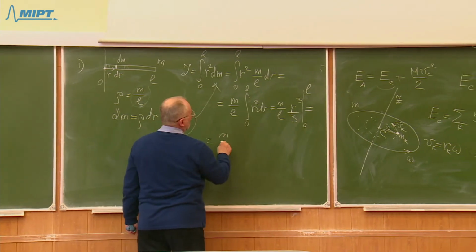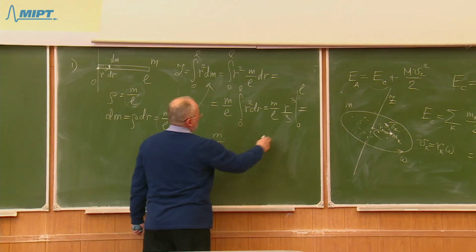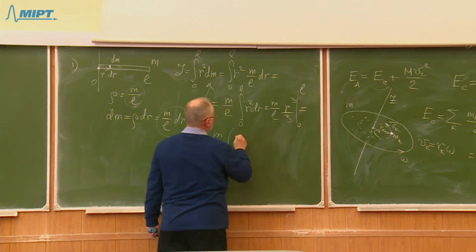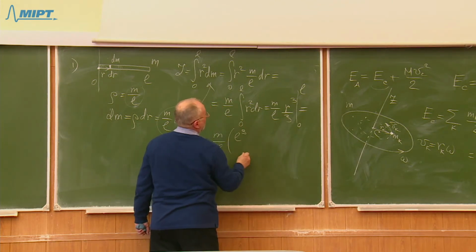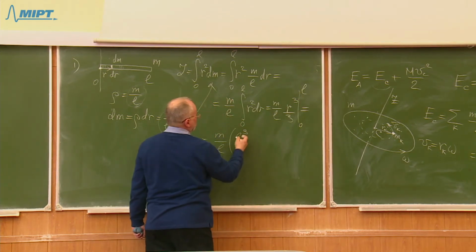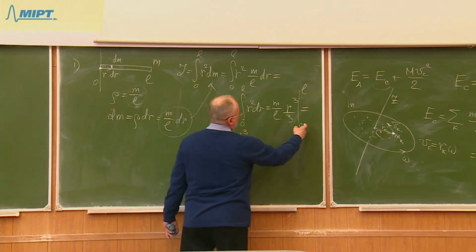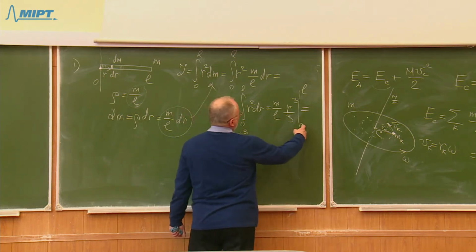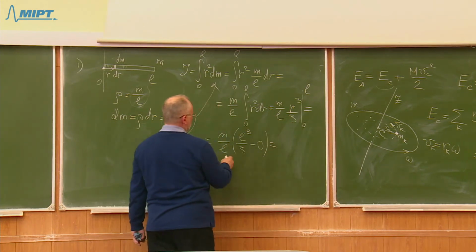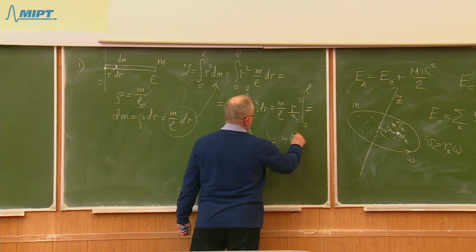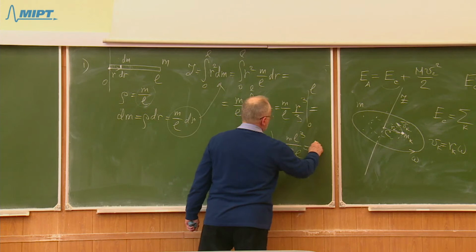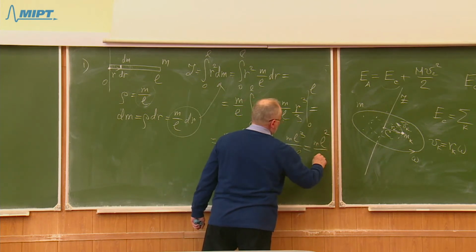And that will be m divided by L. When r equals L, we will obtain L cubed divided by 3, minus 0, because we substitute 0 instead of r and obtain 0. So that will be m L cubed divided by 3L. Certainly one L will cancel, and we obtain mL squared divided by 3.